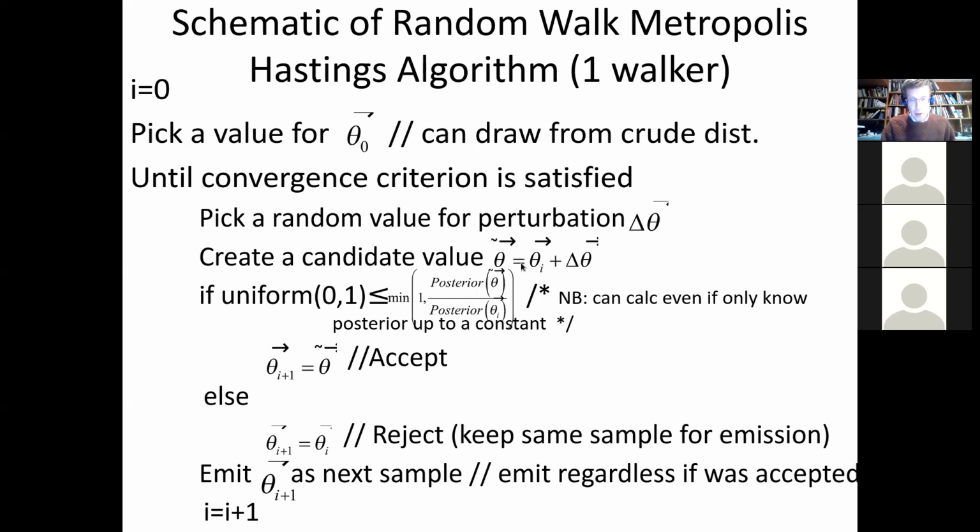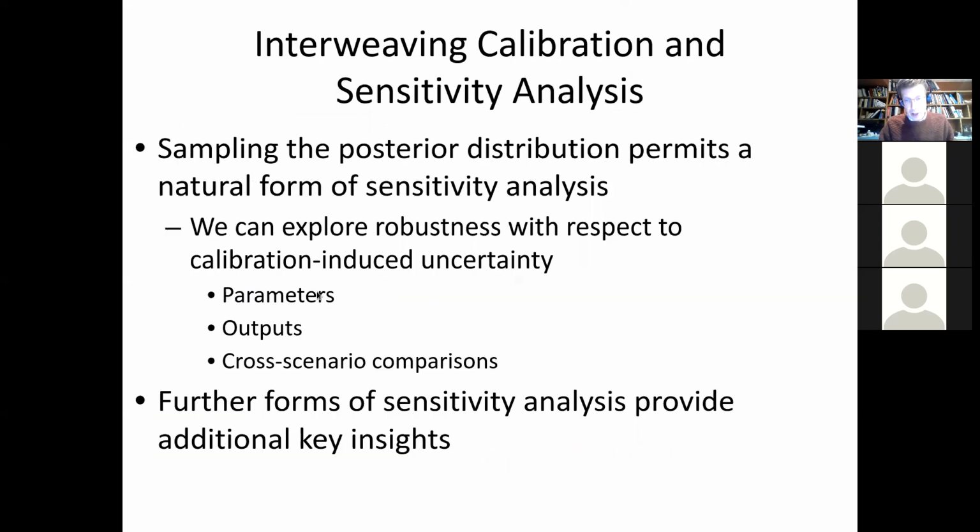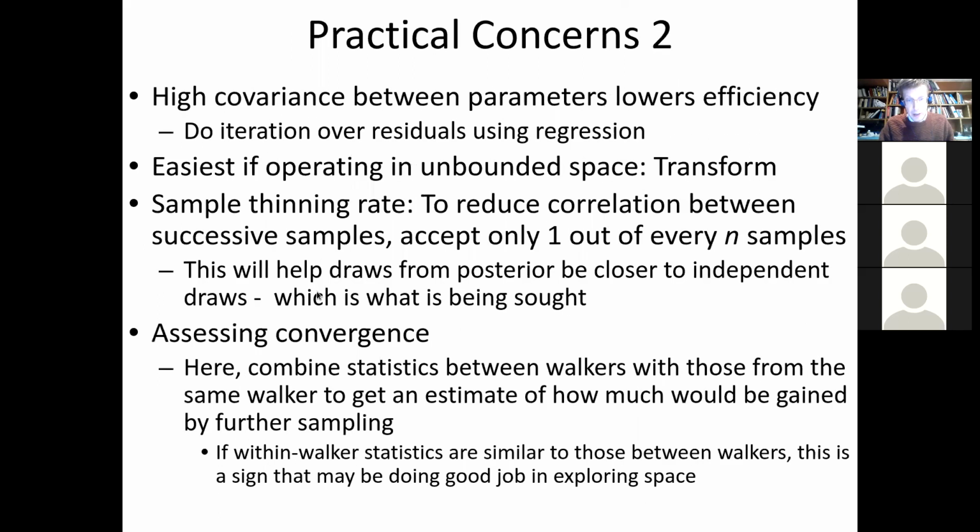Okay. But at the same time, if it's too small, we won't explore the space very quickly. We'll just be kind of dithering around in the region here. We won't really go very far, and it will take a very long time. So we want a Goldilocks situation. We want a big enough perturbation that we can really explore the space, but a small enough perturbation that our acceptance rate isn't terrible.